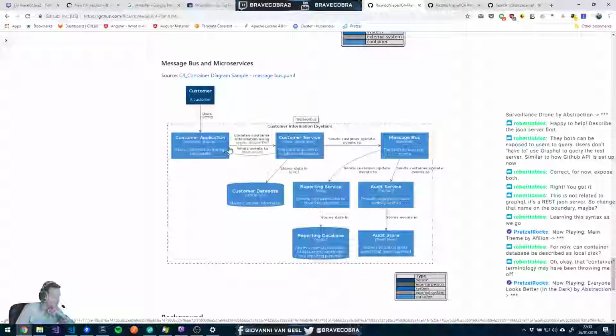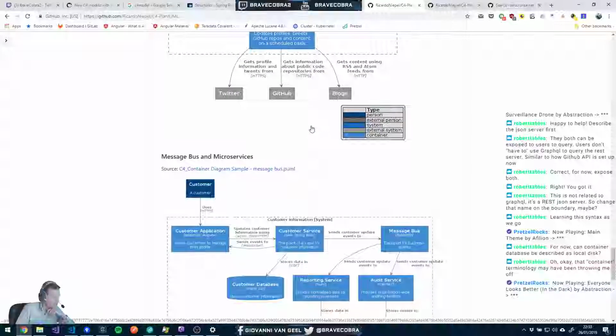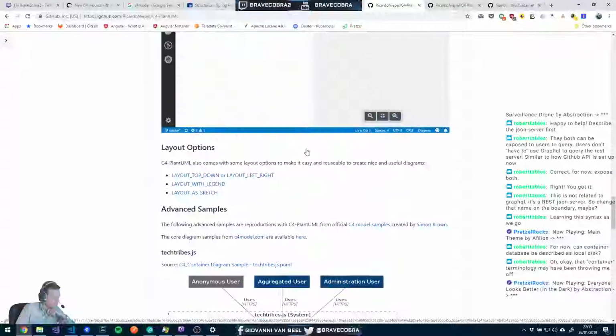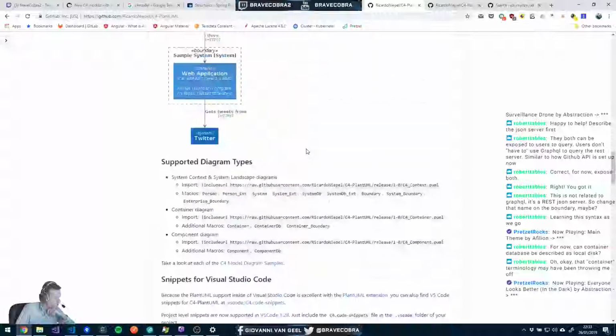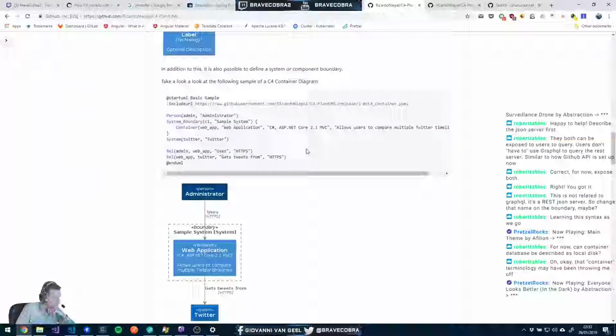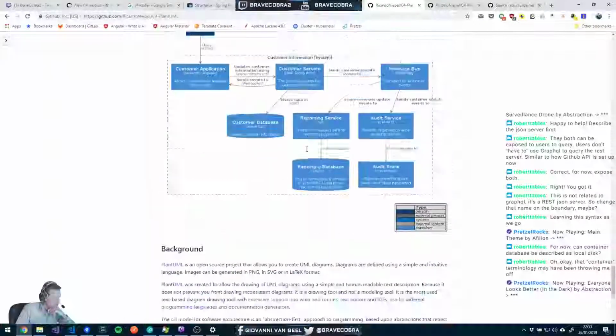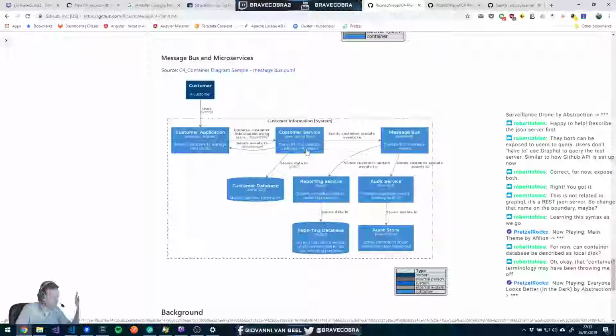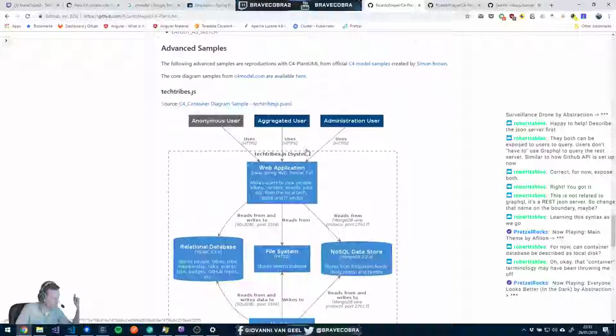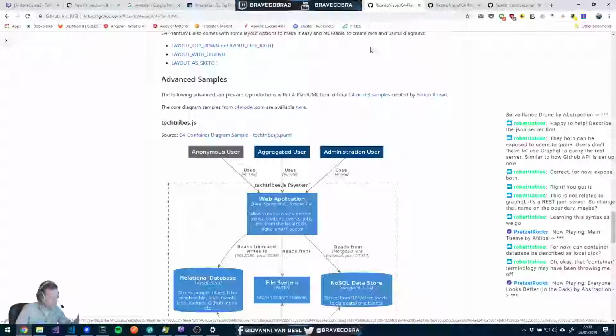So this is an example of a microservice setup where you have the whole system and then within it all the different services. So here it's a system boundary with containers in them, right? Yeah. And then you would go one level deeper where you would have a container boundary with components in that. Okay.